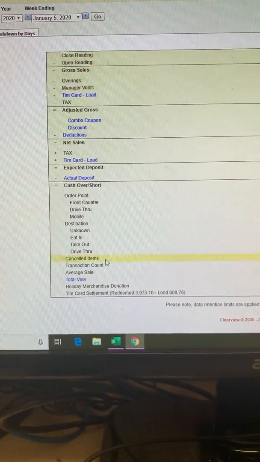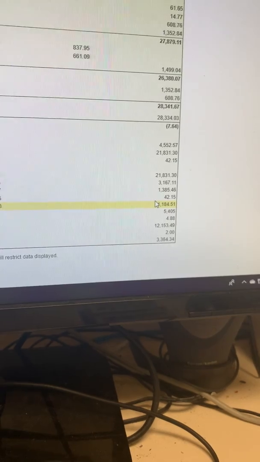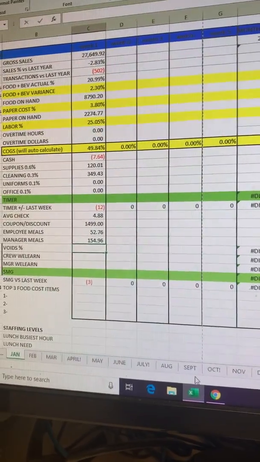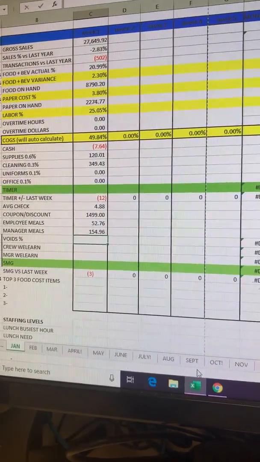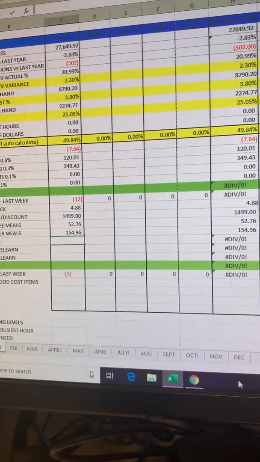To find your voids for the week, you're going to take this canceled item total, 1184.51, and again, you divide that by your adjusted gross. Adjusted gross is everything, so you want to make sure that you are adding that correctly. So mine was 4.28.